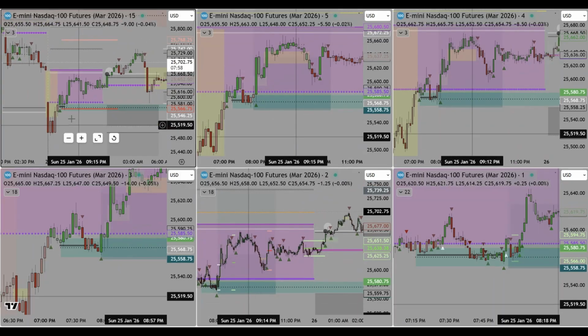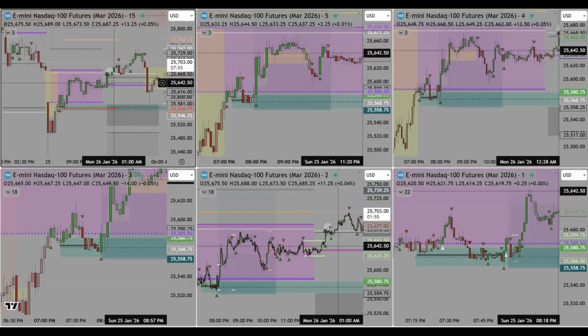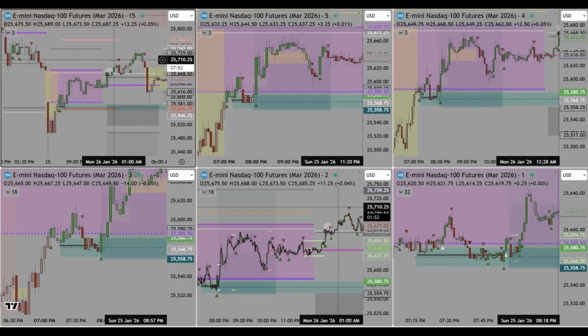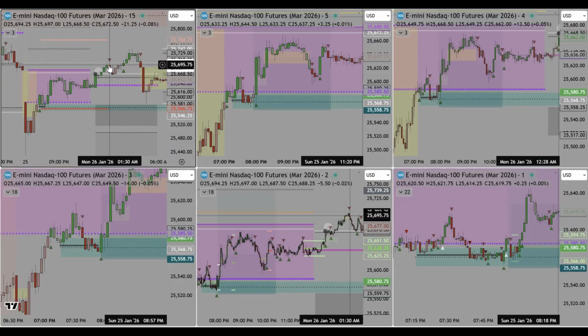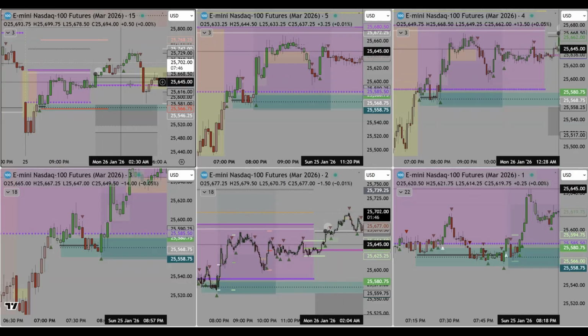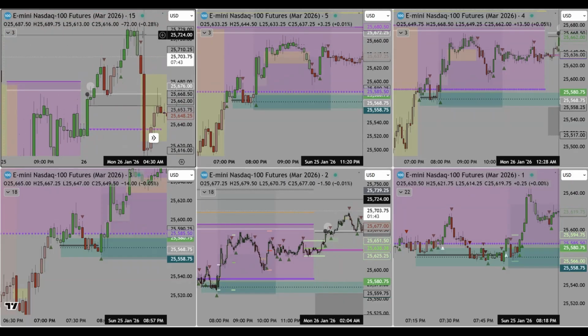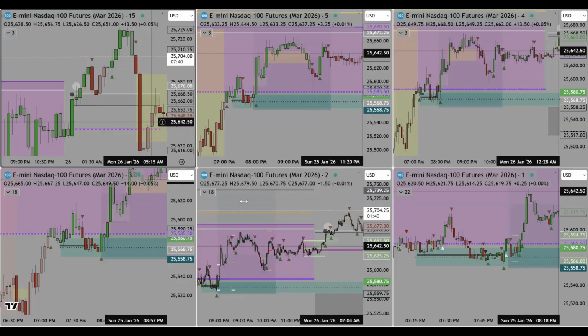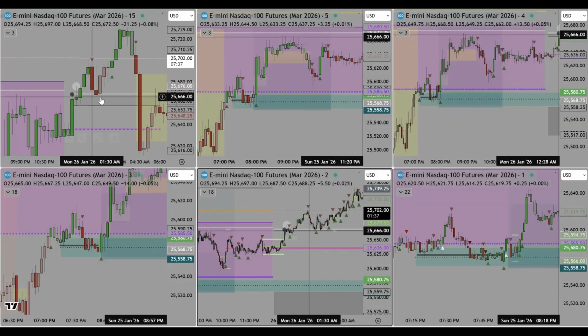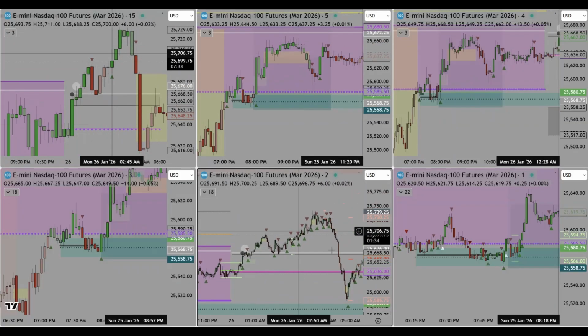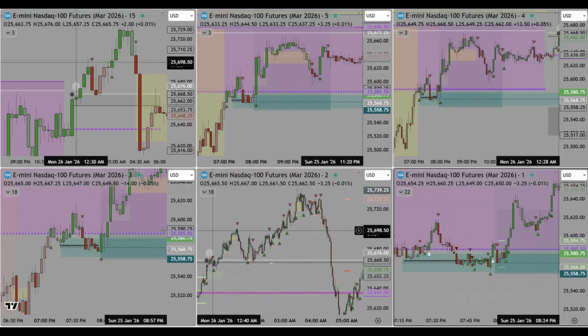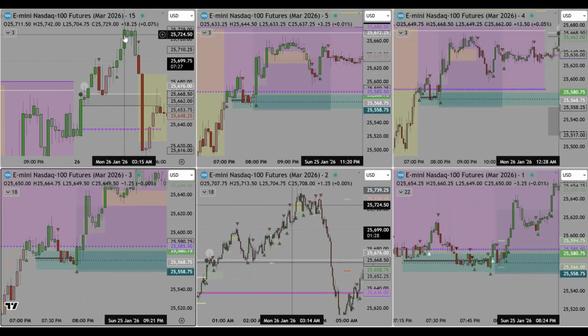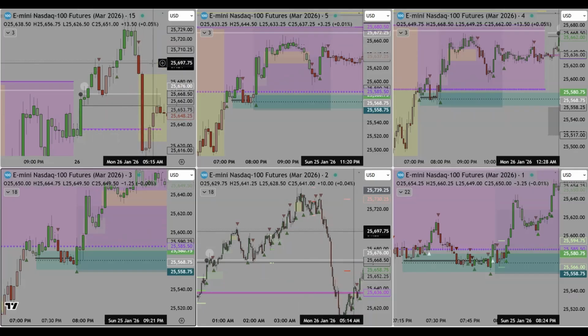So if we continue looking higher, we got over here session high taken out, and then we wait for a sell signal that breaks below this high. But over here we got a sell signal, but price did not break below this. It continued expanding, used it as support, and then expanded. So here we got the FVG.